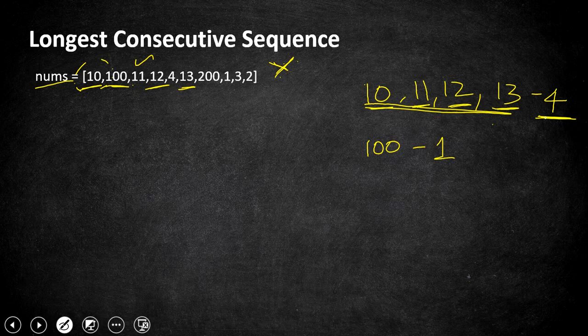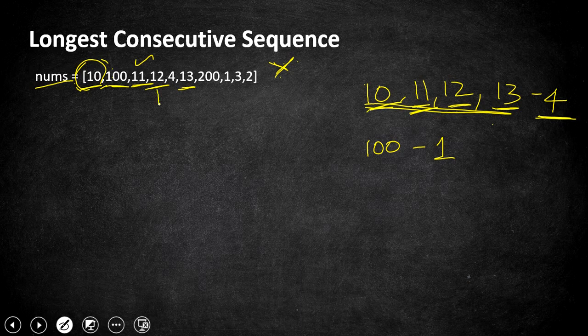Going to our next element, which is 11, we check whether 11 minus 1 is present in the array or not. Yes, 10 is already present, which actually means 11 is part of a sequence already, because we have added 11 to the sequence of 10. Whichever sequence started with 10 will include 11 as well. So we are not going to consider 11 at all because it was already part of a longest sequence.